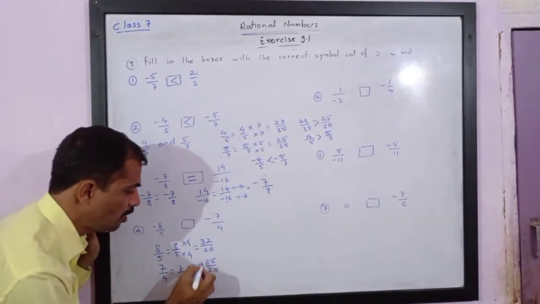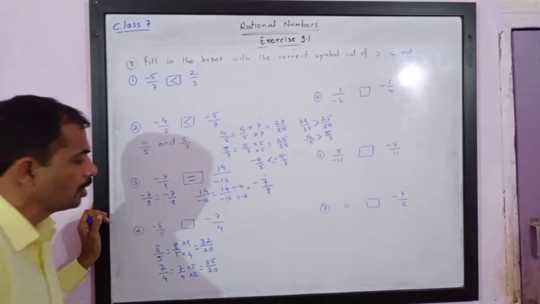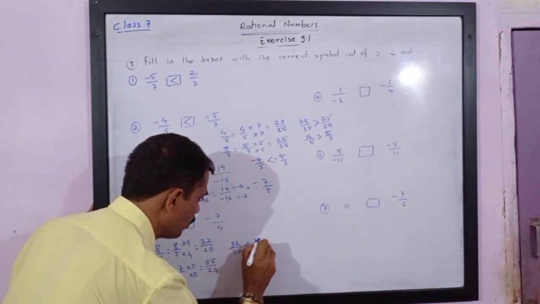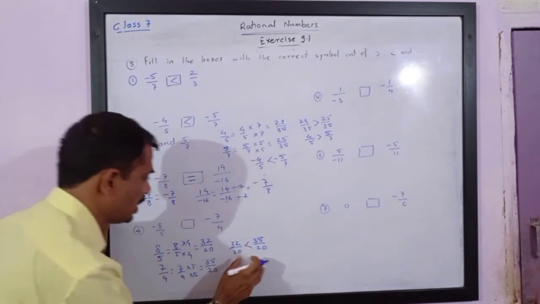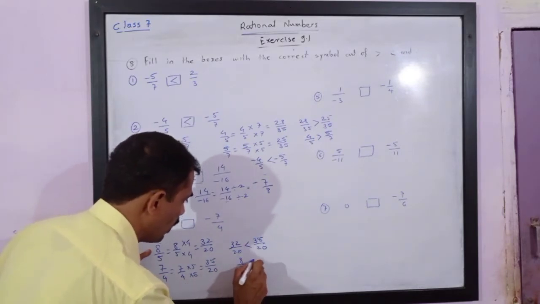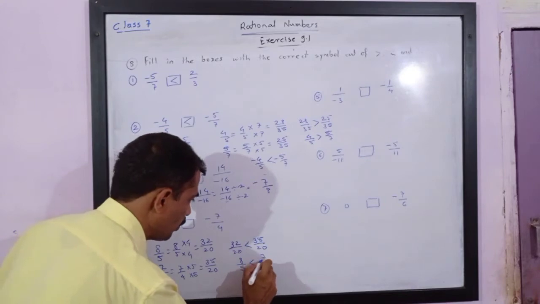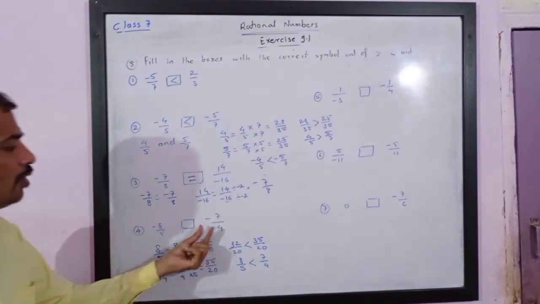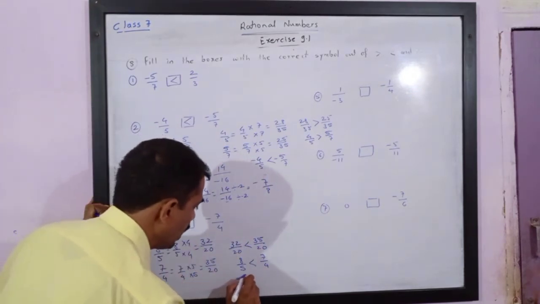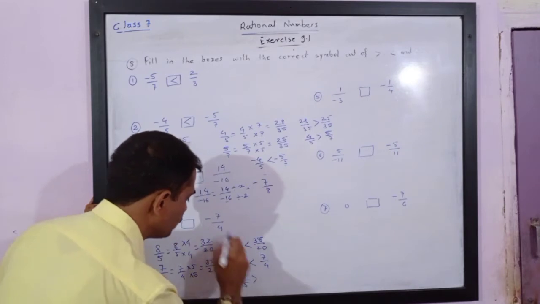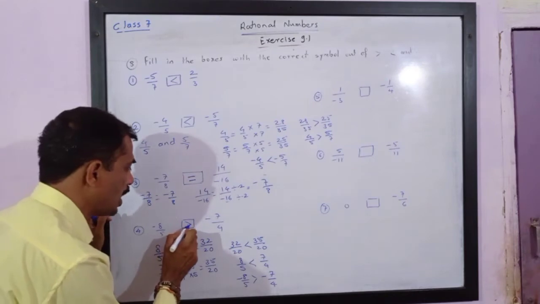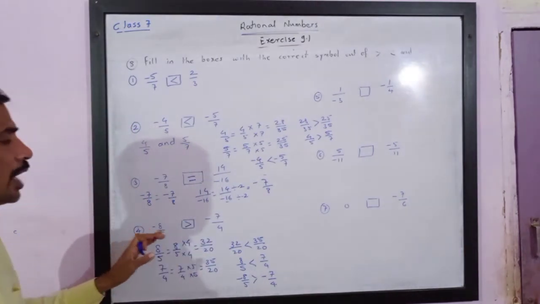Please note, 35 upon 20 is bigger than 32 upon 20. So 32 upon 20 is smaller than 35 upon 20. It means 35 upon 20 is 7 upon 4 and 32 upon 20 is 8 upon 5. So 8 upon 5 is smaller than 7 upon 4. Now since we have to do the comparison of negative rational numbers, we have to reverse the sign. So negative 8 upon 5 is greater than negative 7 upon 4. So the greater than sign exists between the fourth pair of rational numbers.